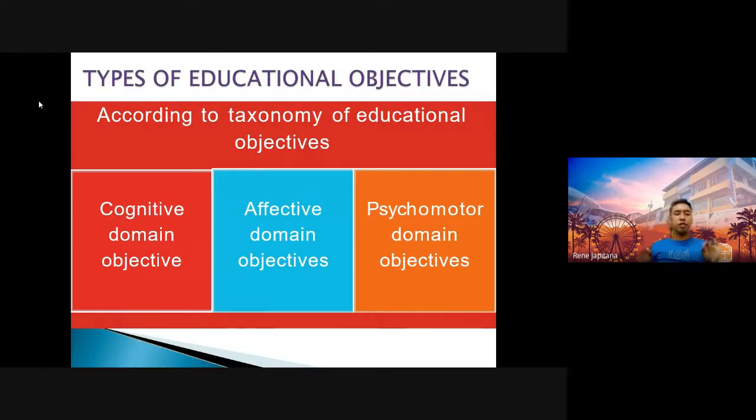I think I have mentioned this earlier: the cognitive, affective, and psychomotor domains. There are three requirements in crafting your lesson plan learning objectives. They should be based on the three types of taxonomy or domain. When I say taxonomy, the objectives are being classified. Classification of learning objectives: there are cognitive, affective, and psychomotor objectives. We will consider these three in making your objectives.